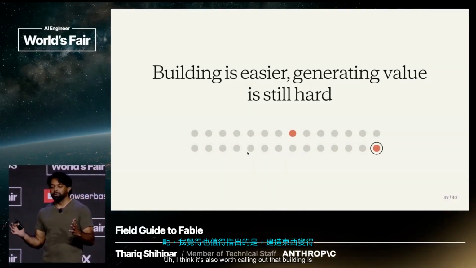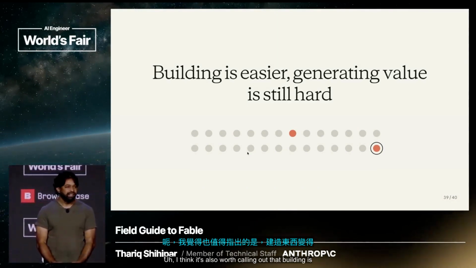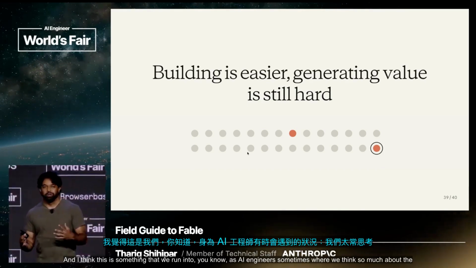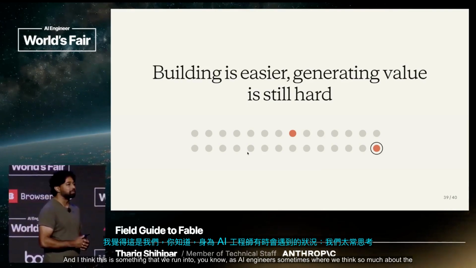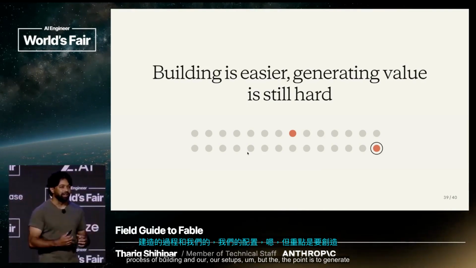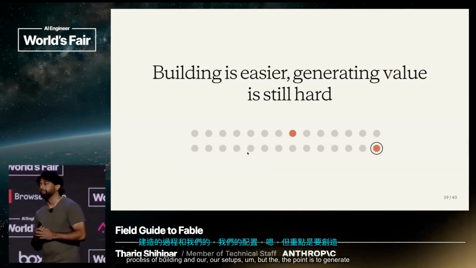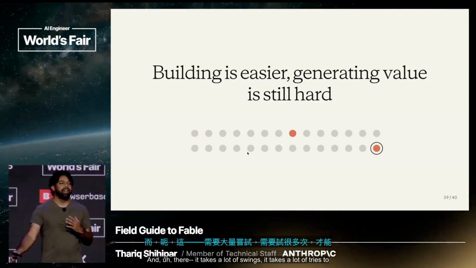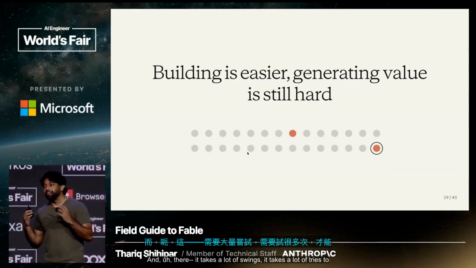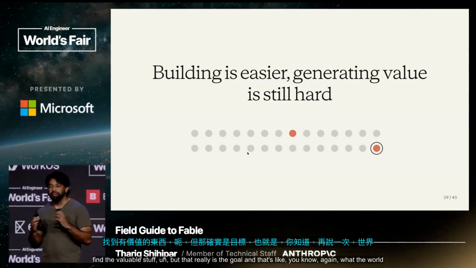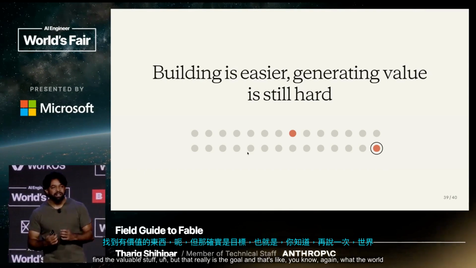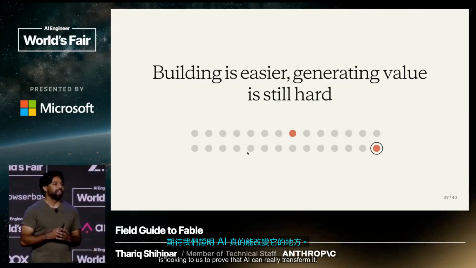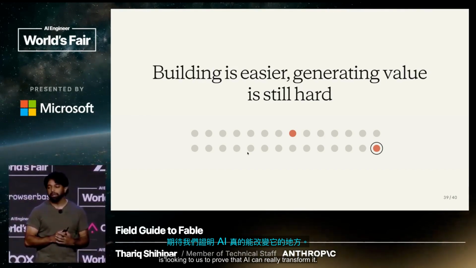I think it's also worth calling out that building is easier, but generating value is still hard. And this is something that we run into as AI engineers sometimes, where we think so much about the process of building and our setups. But the point is to generate value, right? And it takes a lot of swings. It takes a lot of tries to find the valuable stuff. But that really is the goal. And that's again what the world is looking to us to prove, that AI can really transform it.